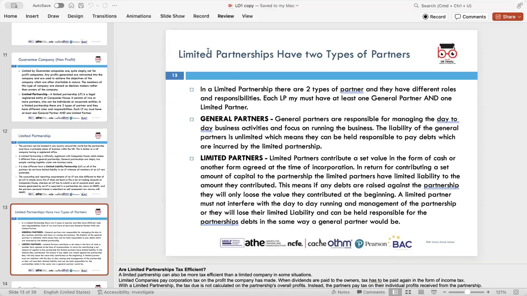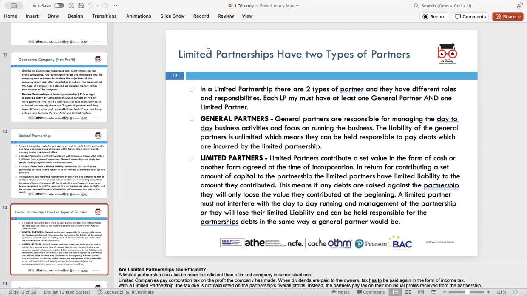Okay, so limited companies or limited partnerships have two types of partners, general partners and limited partners. General partners are the individuals who are accountable for overseeing the day-to-day operations of the firm and direct their attention towards the management of the organization. Due to the fact that the general partners have unlimited responsibility, it is possible to hold them accountable for the payment of obligations that are incurred by the limited partnership.